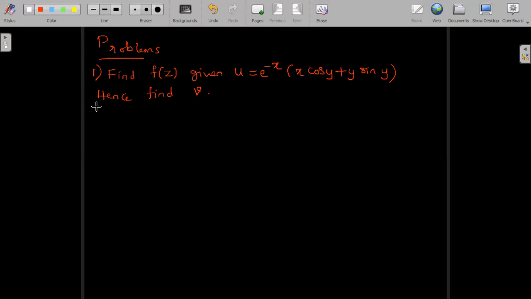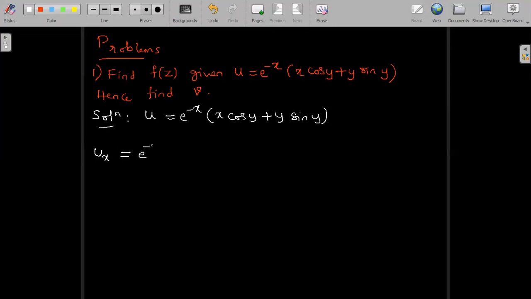So that is the procedure. We have already seen the working procedure. So let us do the solution. Now given u is equal to e power minus x into (x cos y plus y sin y). Let us find out the partial differentiation with respect to x. So ux and uy. With respect to x, when we want to differentiate, we need to apply the product rule.